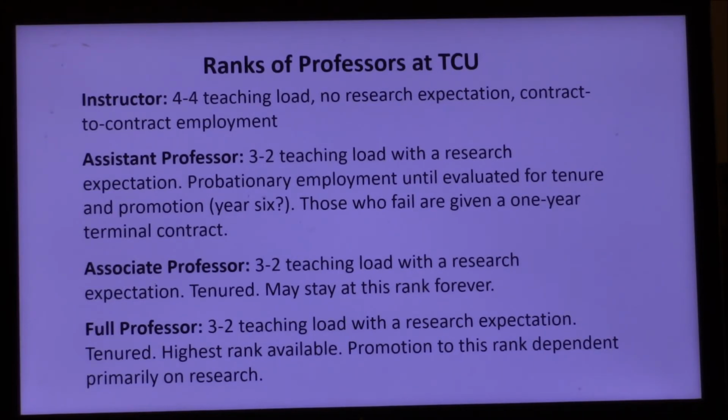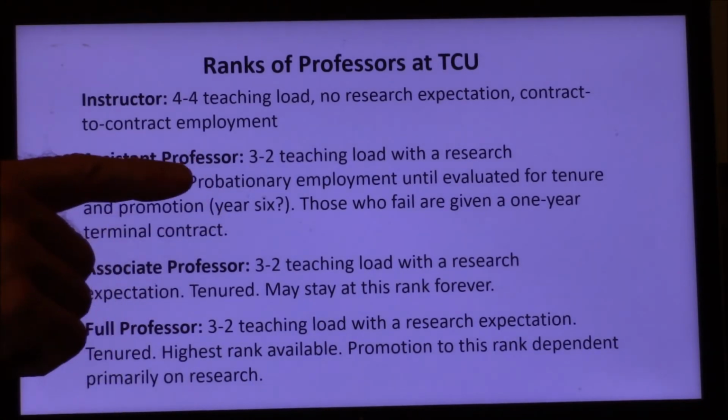But if you want to, you can go up for full professor, which is pretty much still the same job as associate. You just have a higher rank, which means that you got a rank adjustment in your salary, so you got a nice raise. And promotion to this rank is almost entirely dependent on research, a full professor. Okay, now let's talk about that really important decision from here to here.